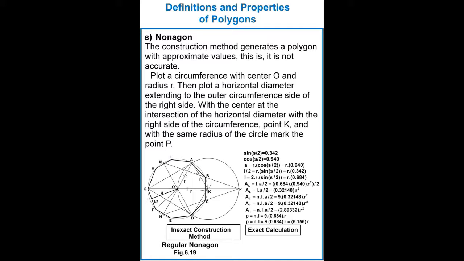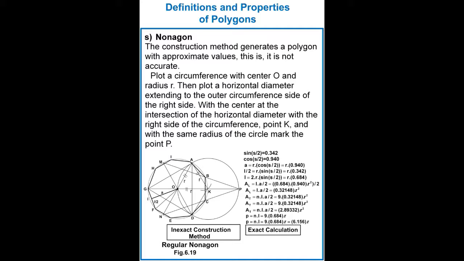In this first slide of this fifth class of chapter 6 of this course of basic geometry, figure 6.19 presents a regular polygon Nonagon, which has 9 sides. This polygon does not have an exact construction method. An approximate method for construction is presented.